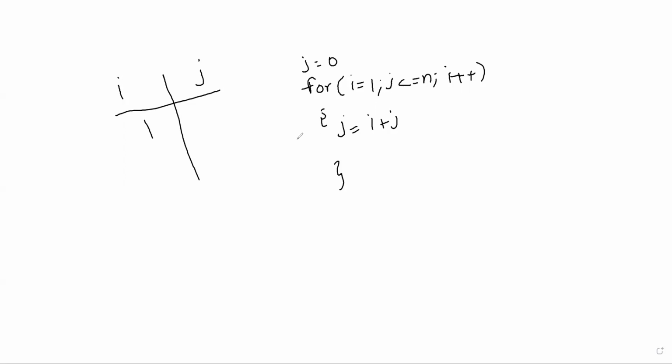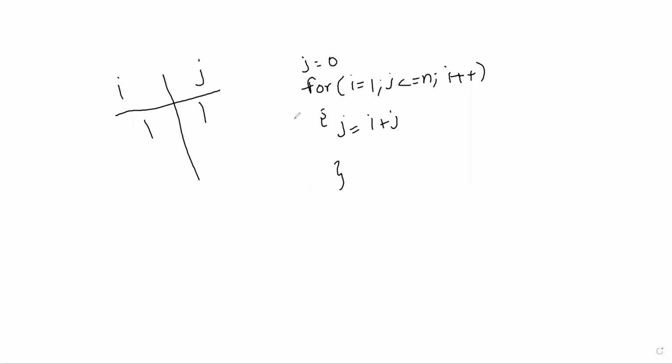So what is the value of j? Value of j is 2. 2 or 1? 1. Right. So at the second step, what is the value of i here?